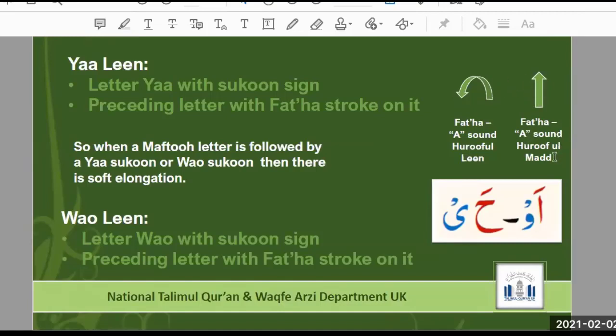When there is a fatha, like we learned with haruful madda, alif preceded by fatha, that fatha has a sound, a. And that haruful madda will elongate the a sound. We say aa, and the sound is going upward. But in haruful leen, your sound will not go upward. It will be like this shape: hai, au. Yes. And these two letters, waw and ya, are called haruful leen. And the condition is that both will have a sukoon sign, but the preceding letter will have fatha on the top. Excellent.